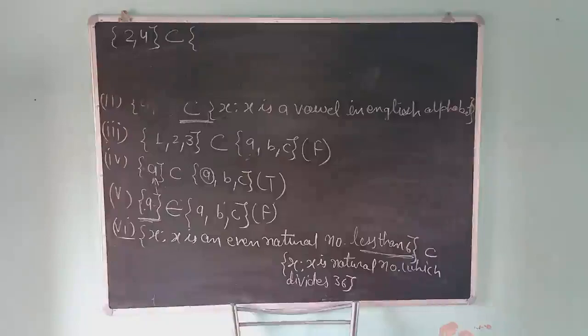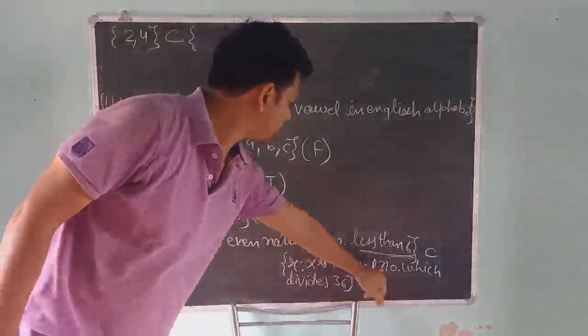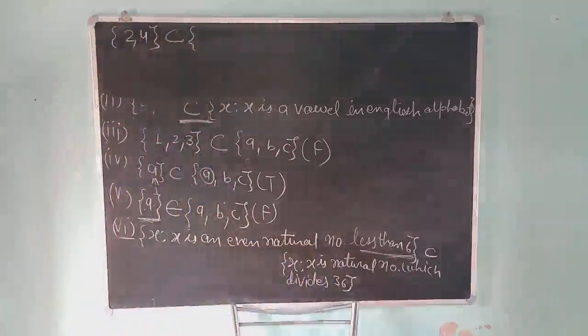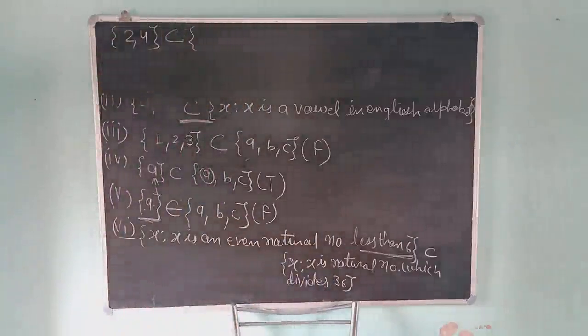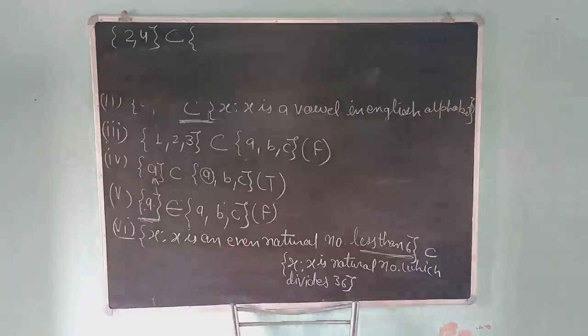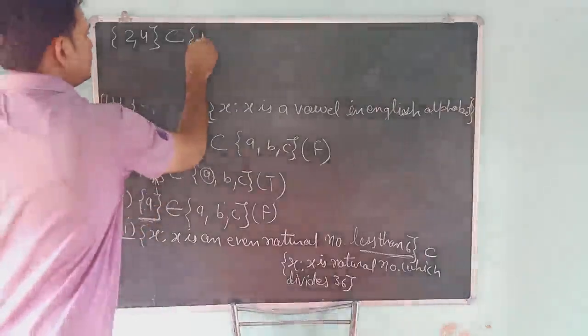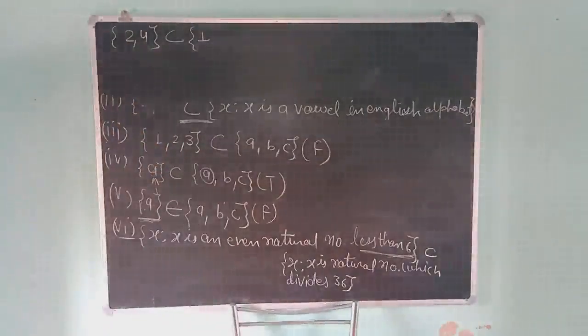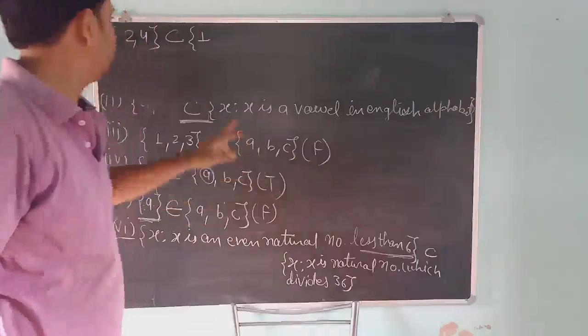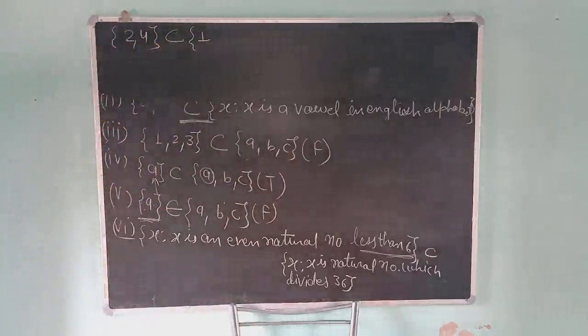Next set is X is a natural number which divides 36. I already told you that natural numbers start from 1. So first of all, I would like to take 1. You know 36 is divisible by 1, so here I will take 1, and 1 is also a natural number.